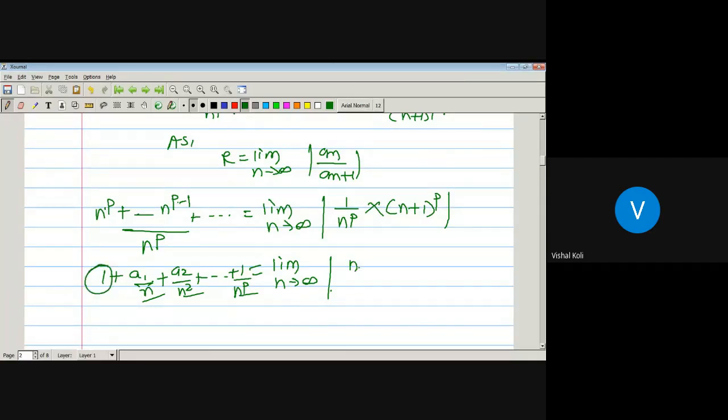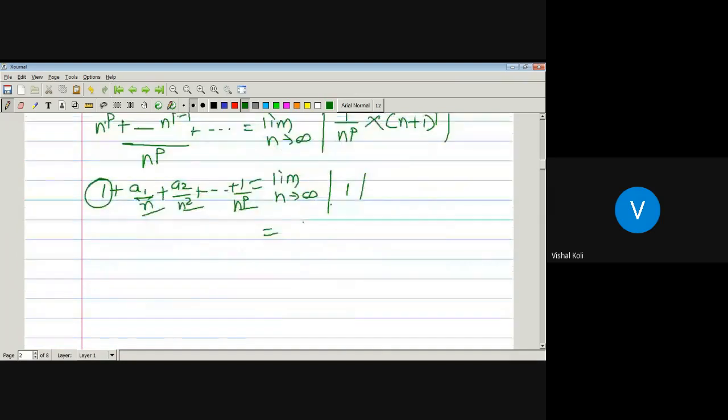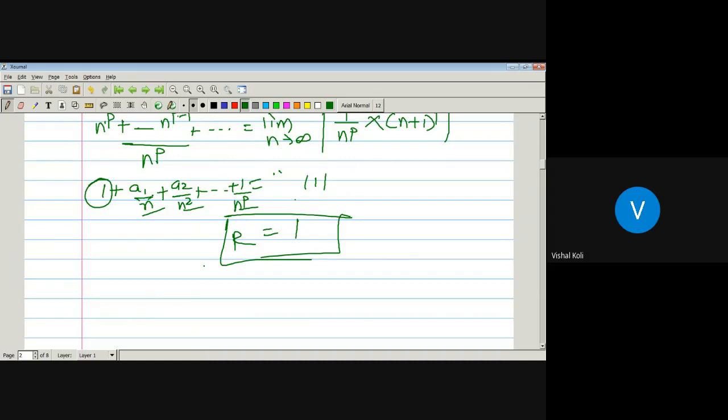So here we get modulus of 1, which is nothing but limit n tending to infinity of modulus of 1, which is equal to 1. So what is the radius of convergence then? Which is nothing but 1.